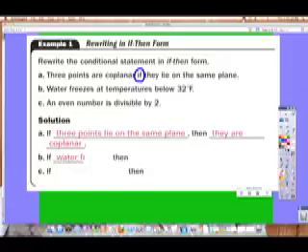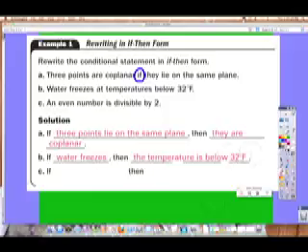Good enough. So last one, an even number is divisible by 2. I did something like, if a number is even, then it's divisible by 2. Just have to tweak it a tiny bit.